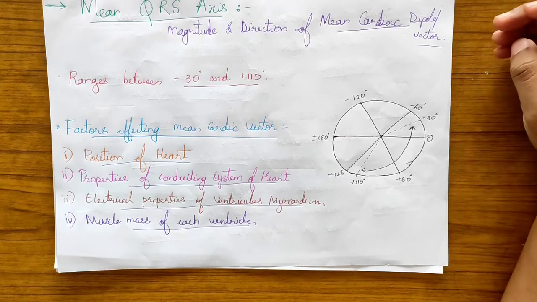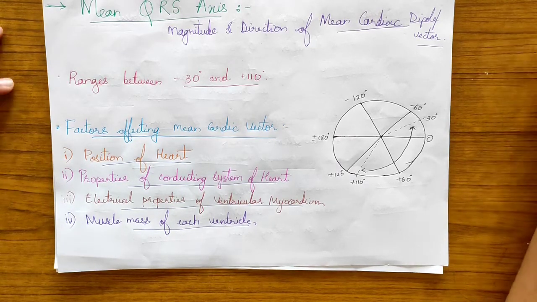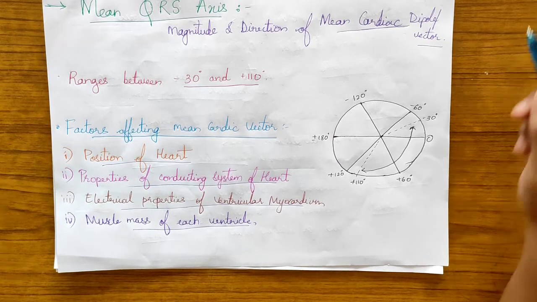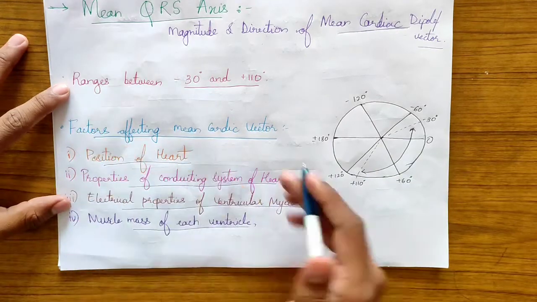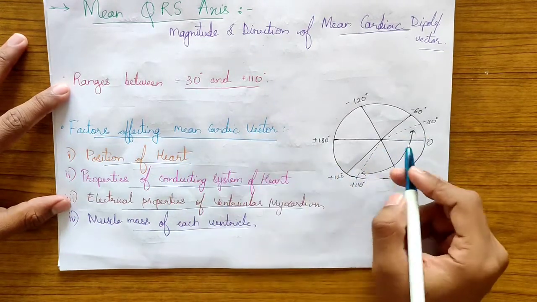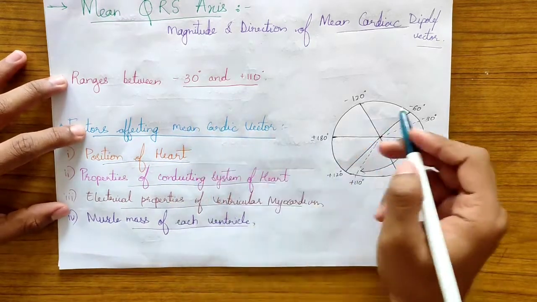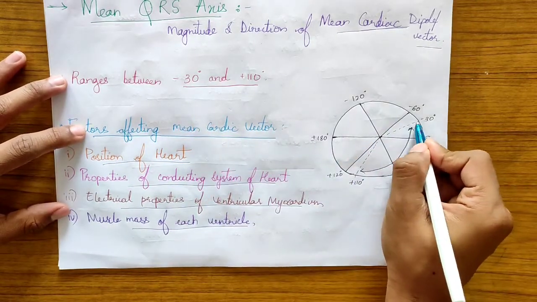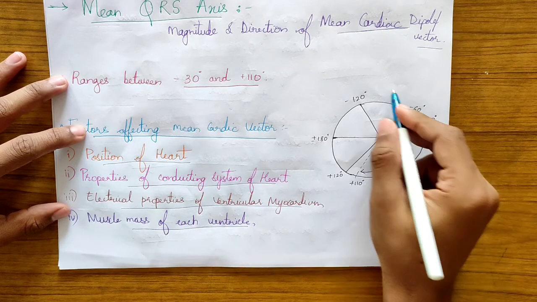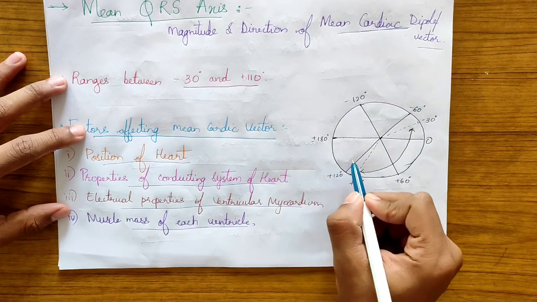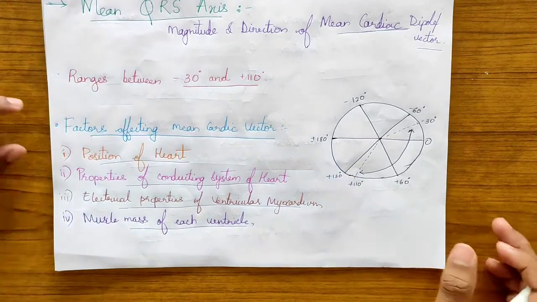I will not be talking about the measurement of the QRS axis in this video because it comes in the practical part of physiology. This is the visual representation of the normal axis of the mean QRS axis. If the deviation is less than minus 30 degrees, it is called left axis deviation, and if it is more than plus 110 degrees, it is called right axis deviation.